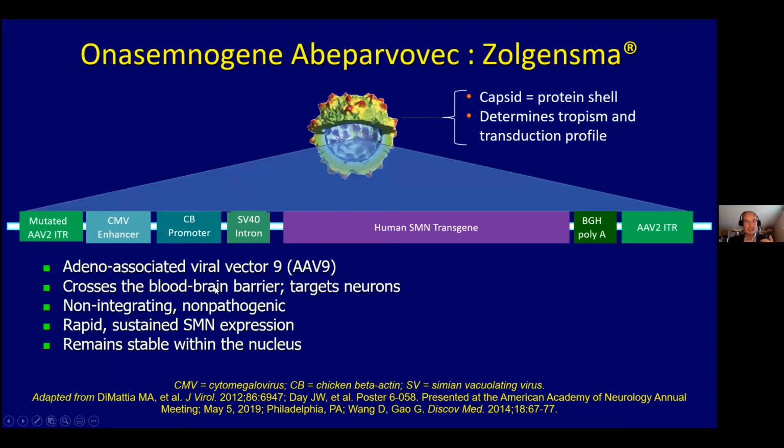The biggest advantage of this particular virus is that it crosses the blood-brain barrier, and therefore it enables us to target neurons, which is, again, unprecedented. It is supposedly non-integrating, non-pathogenic, and it's clinically meaningful. You have a rapid, sustained SMN expression, and therefore you will prevent those motor neurons from dying. And it's supposed to remain stable within the nucleus for years, as we will discuss later on. So that's how it works.